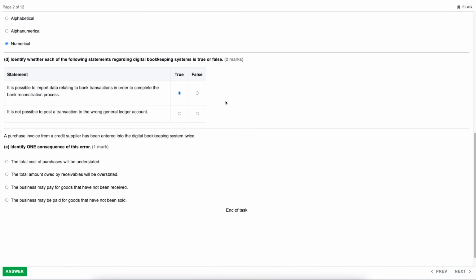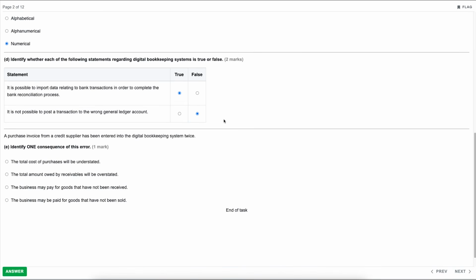The next one, it says it is not possible to post a transaction to the wrong general ledger account. Oof, that is definitely false. So within a digital bookkeeping system, we still have control of where our journal entries go. So we still need to select which accounts the transaction should be put to. Yes, you can automatically get some transactions to go to certain accounts. However, they could still go to the wrong account because there's still that element of human processing, and therefore it still opens it up to be able to put a transaction to the wrong general ledger account.